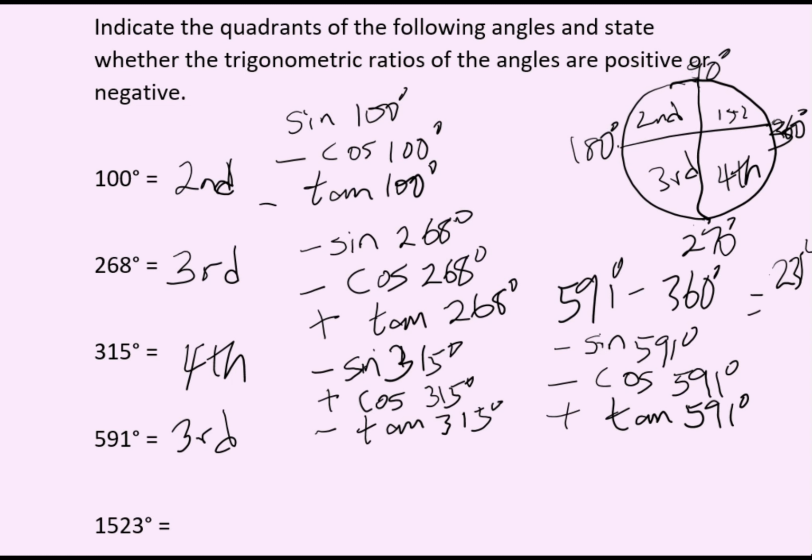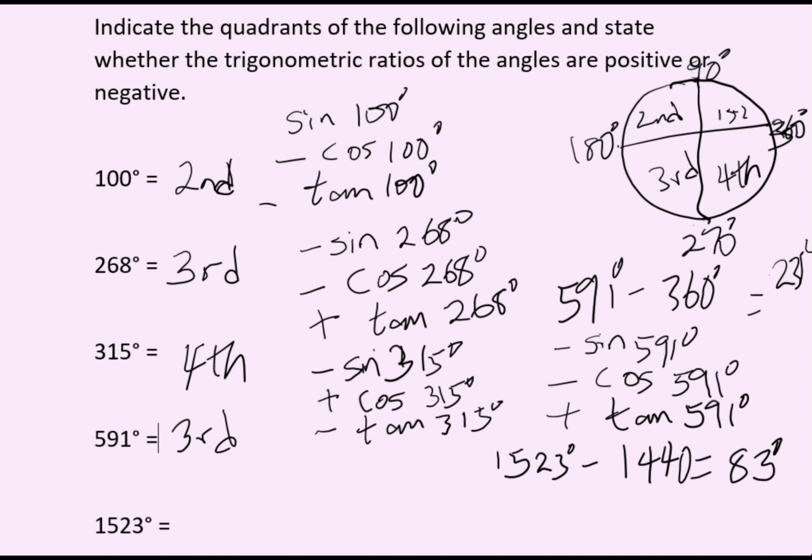Now, for 1523 degrees, the last one, this is more than 360 degrees as well. So we have to find the base angle. This is quite much, so let's use the method we learnt about earlier. 360 degrees times 4, by trial and error method, we have 1440. So 1523 degrees minus 1440, we have 83 degrees. That's our base angle.